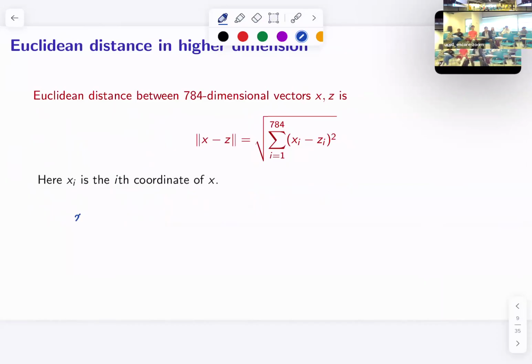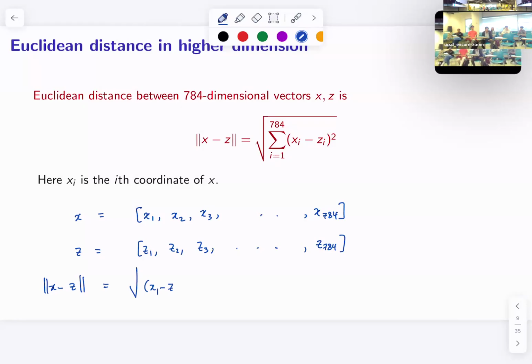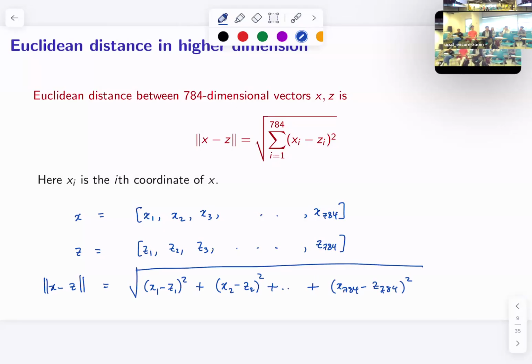So now we're going to have one picture, let's call it X. It's just going to be an array with all these numbers. So let's say X1, X2, X3, this is the top row of the image, all the way to X784, which is the very bottom of the image. And then we have another image, Z, which we've again stretched out into a vector, Z1, Z2, Z3, all the way to Z784. And now we want a notion of distance between them. So it's just the square root of the squared distance along the first coordinate, plus the squared distance on the second coordinate, all the way to the very last coordinate. No problem, right?